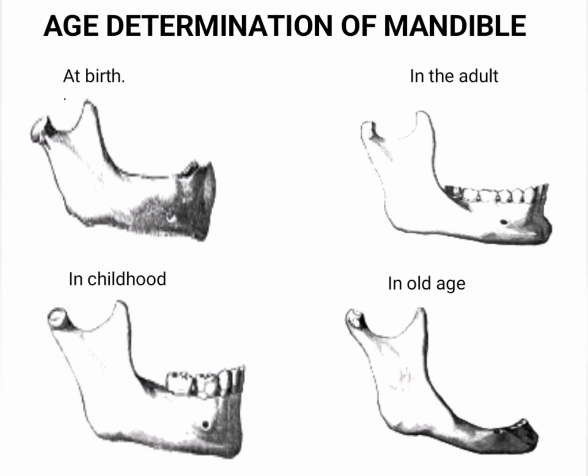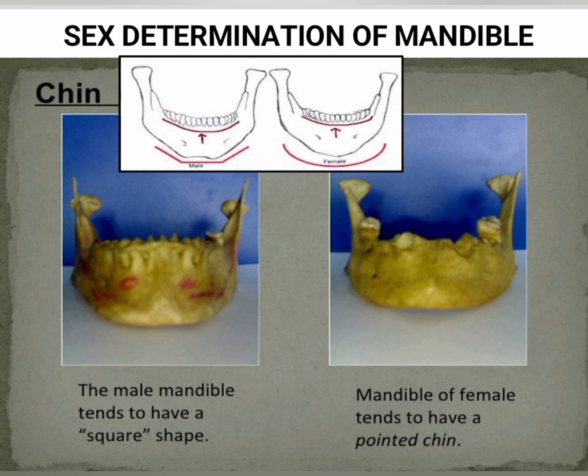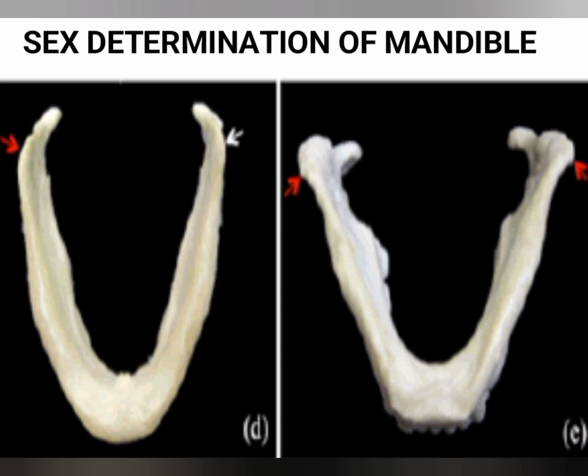Sex determination of the mandible can be done by the shape of the body. Male mandible body is square shaped, whereas female mandible has a pointed chin. Sex determination can also be done by the angle of mandible. The angle of mandible is everted in males, whereas inverted in females.